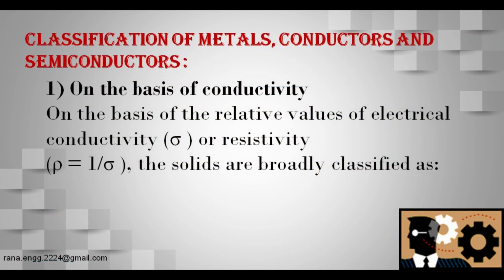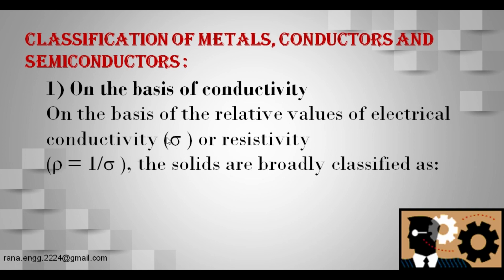So, now let us have classification of metals, conductors and semiconductors. The first parameter which we can consider is on the basis of conductivity, how good they are in conduction. The conduction means the flow of electrons. If a material can carry more number of electrons easily, that defines its conductivity. If any material cannot flow the electrons in proper way, that means the conductivity of that particular material is less.